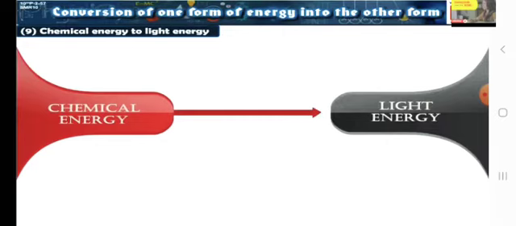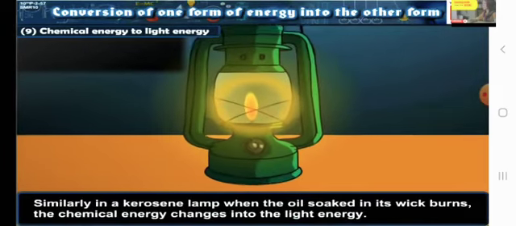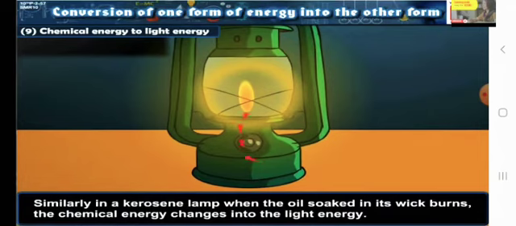9. Chemical energy to light energy. When a candle burns, it gives light. Similarly, in a kerosene lamp, when the oil soaked in its wick burns, the chemical energy changes into the light energy.